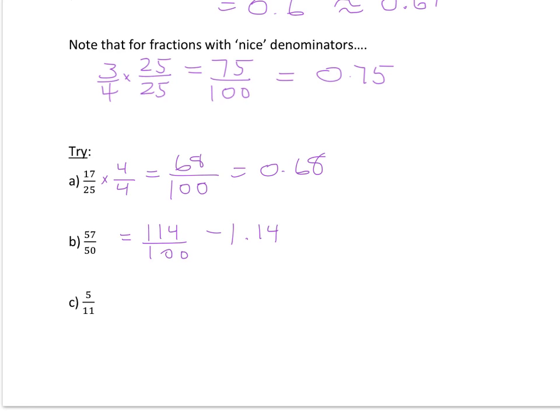And 5/11ths, that's when we're going to use a calculator. And that's one that I forgot to do, so I'll let you do that one and we can take it up in class.